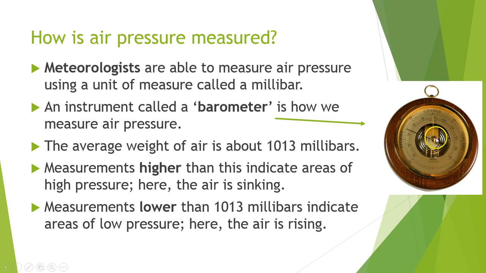And you can see here, this is our indicator. It's a bit like a clock. And it actually gives you a bit of prediction of the weather due to the air pressure. So we can see here stormy, or there's a change coming, or it's going to be very dry. So they're fascinating instruments. The average weight of air is about 1,013 millibars. Measurements higher than this indicate areas of high pressure, where the air is sinking. Measurements lower than 1,013 millibars indicate areas of low pressure. Here the air is rising.